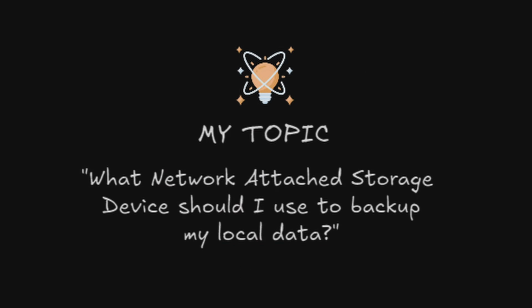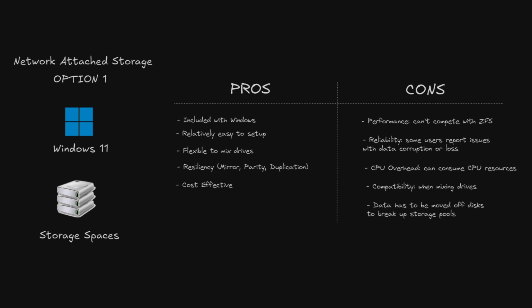My topic today for this video is going to be what network attached storage device should I use to back up my local data? I've already done a lot of research and come up with 4 options to choose from. The first option was the option that I was currently using, which was Windows 11 Storage Spaces. This is included with Windows. It's relatively easy to set up. It's flexible to mix drives. It has resiliency like mirror, parity, duplication, and it's cost effective.